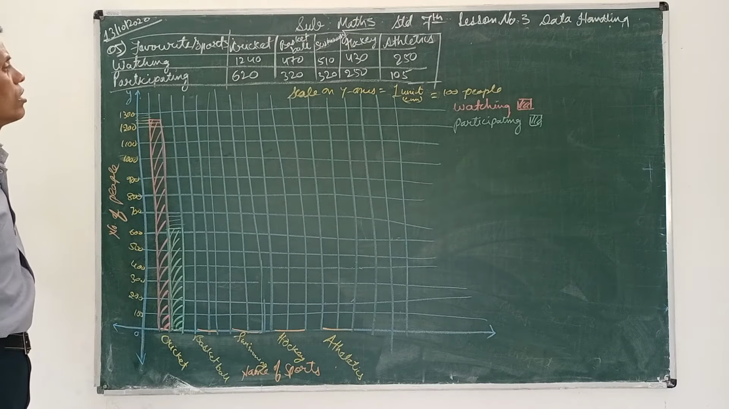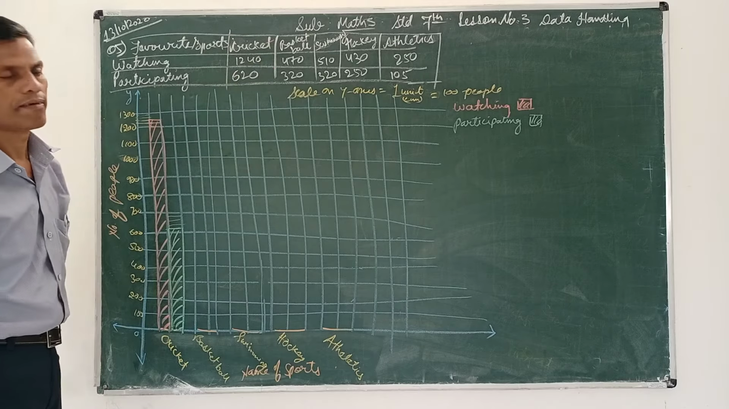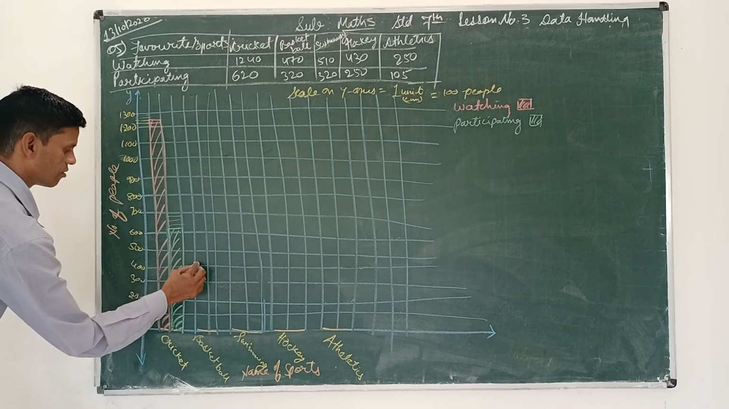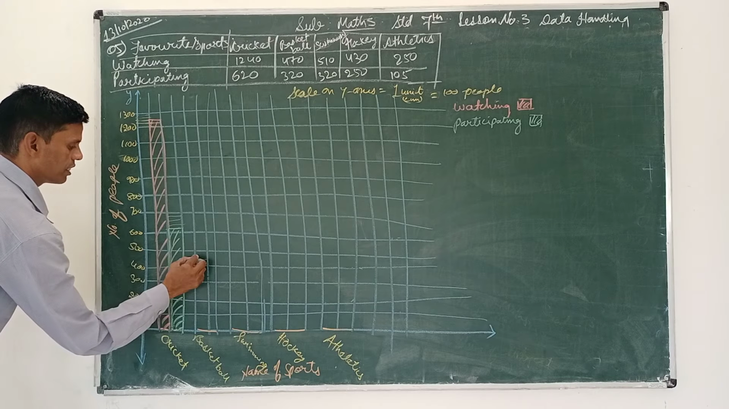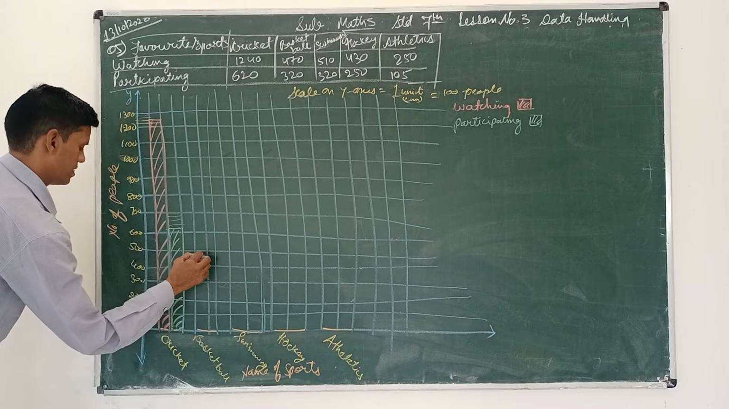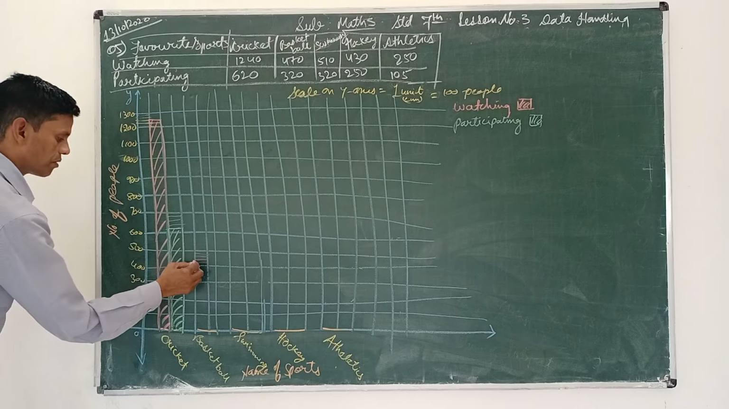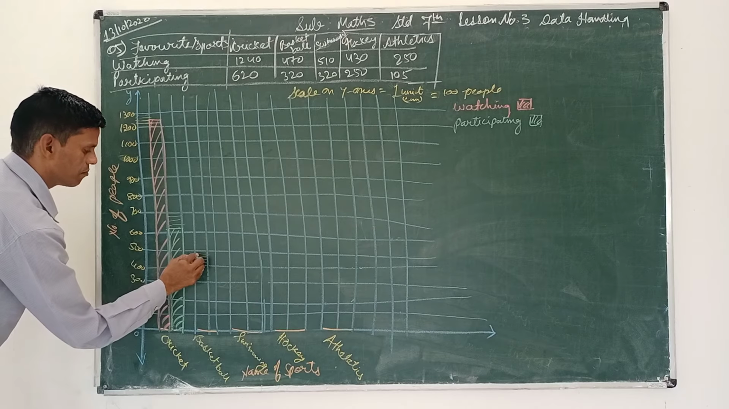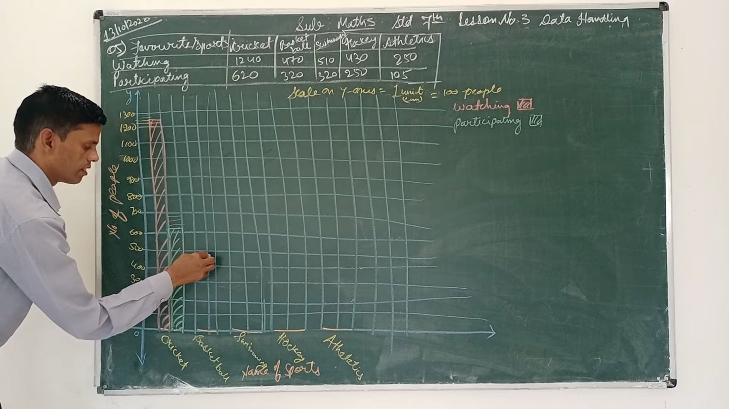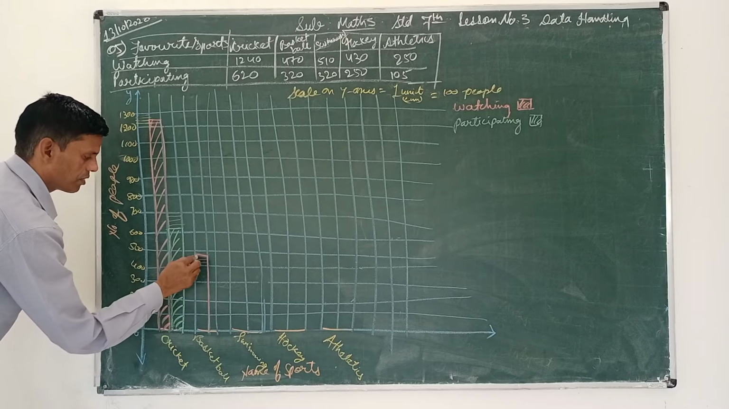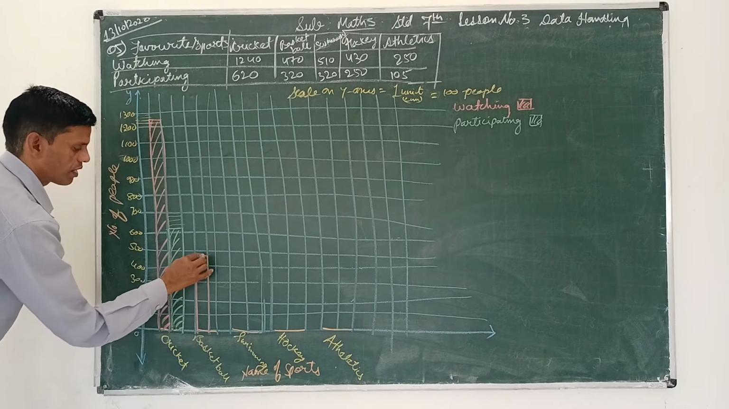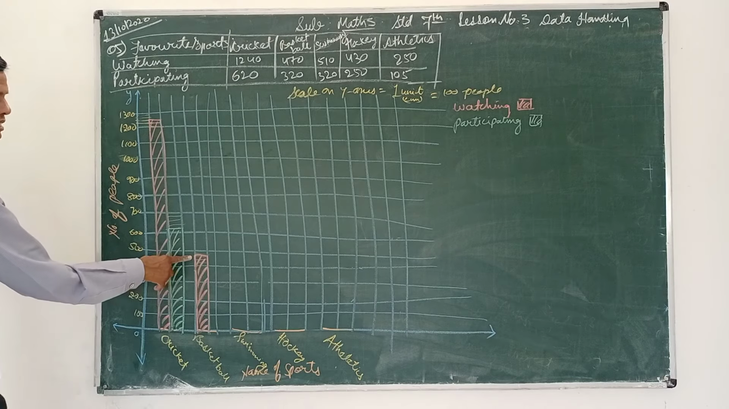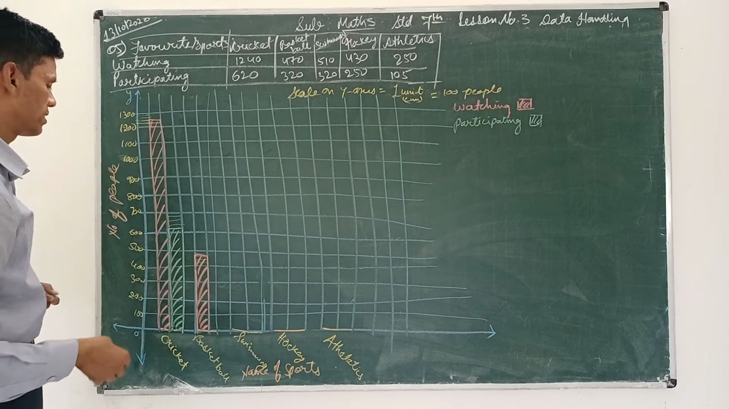Next one is basketball. Basketball is 470. So where is 400? See, the 400. 420, 440, 460, 480 and 500. So it will come in between these two lines here. Okay, you have to be careful. You can draw between these two lines, between 460 and 480, you can draw one line with pencil.